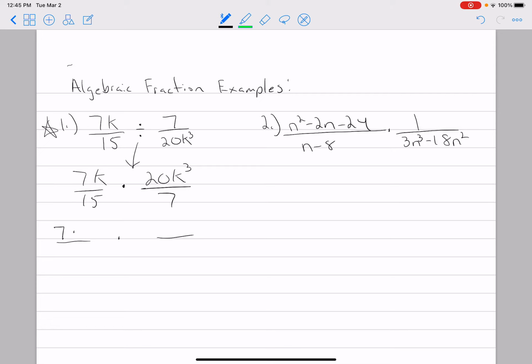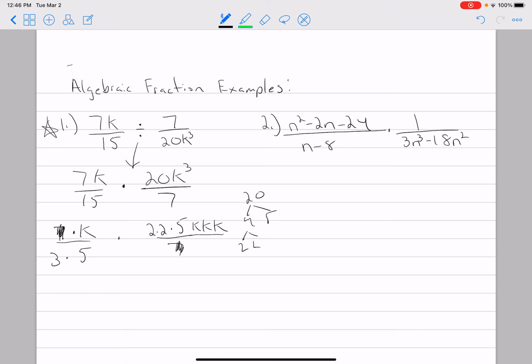Now we're going to factor all of our ways. So 7 times k. 15 is 3 times 5. 20 is 4 times 5, which is 2 times 2 times 5. K cubed is 3 k's. And 7 is 7. Once we do that hard work, let me start canceling out.